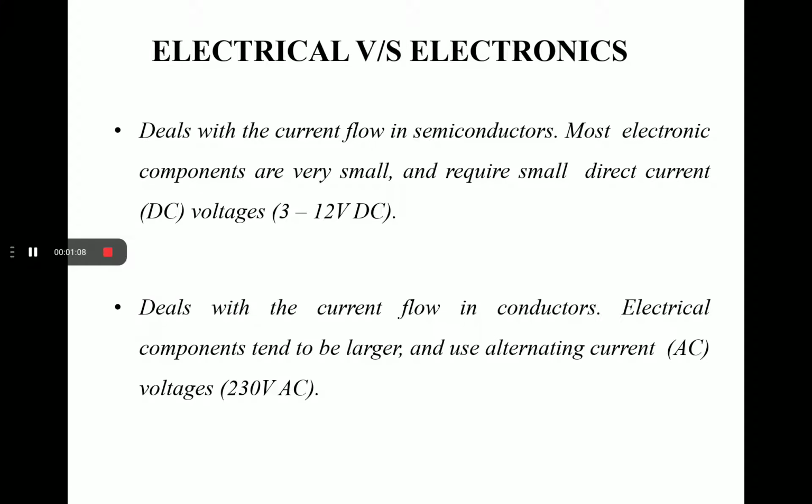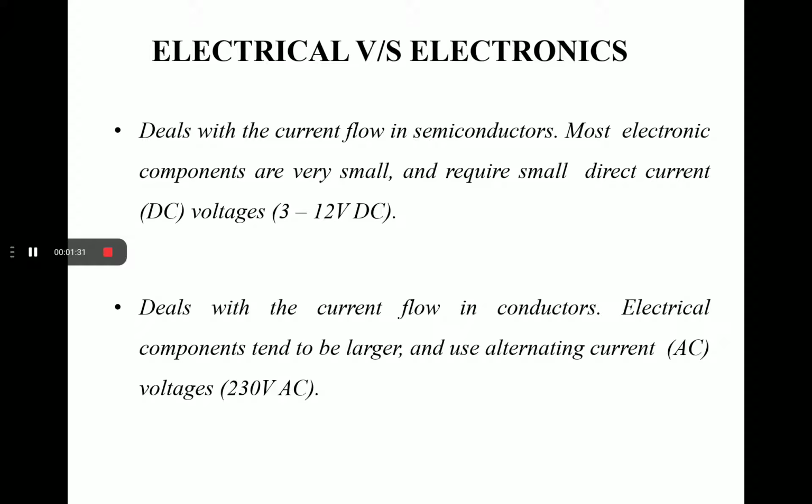And we have already studied electrical engineering. Electrical engineering deals with the current flow in conductors. We know that the current flow through the conductors is larger, and it uses alternating current, AC voltages. If it is single phase, it is 230 volt. If it is three phase, 415 volt.